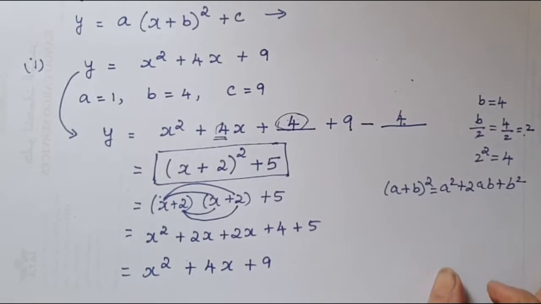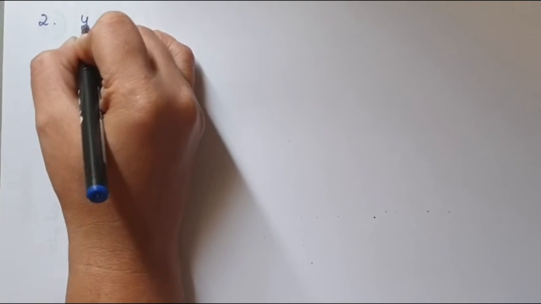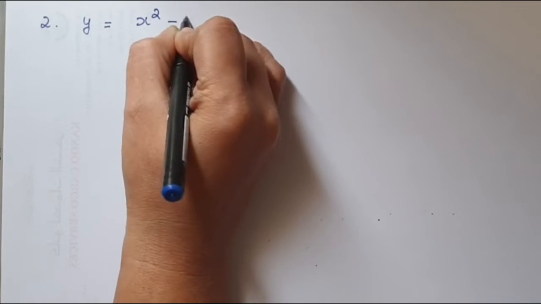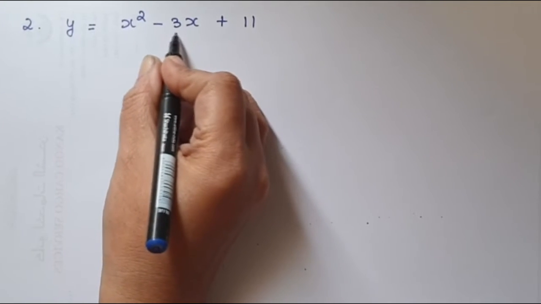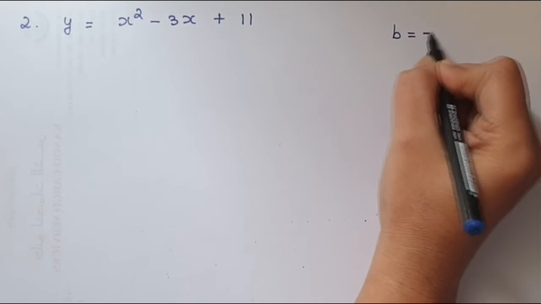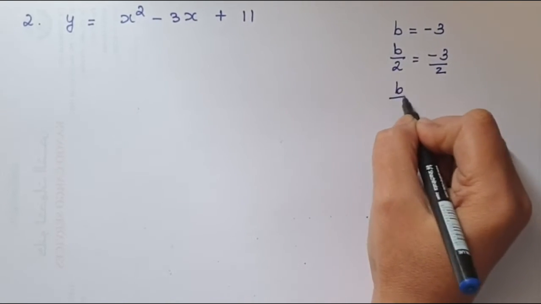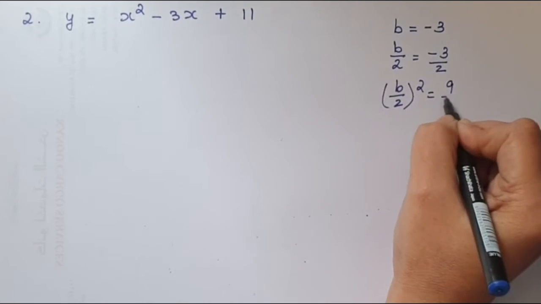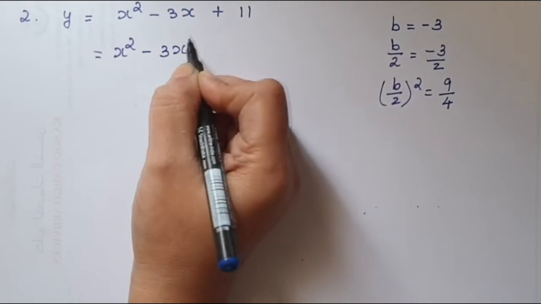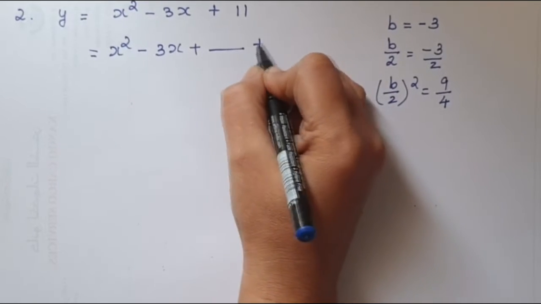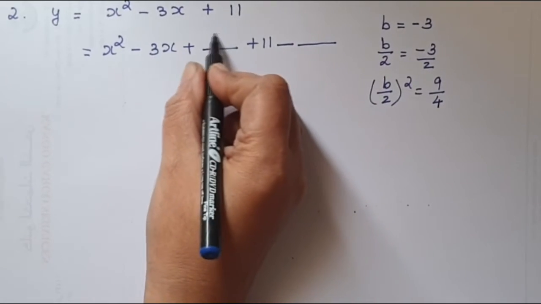Now let us see a few more examples. In the second question, y equals x squared minus 3x plus 11. As I told you, you take the value for b alone. b will be equal to negative 3. So what will be our b over 2? Negative 3 over 2. What is b over 2 the whole squared? 9 over 4. So now, as usual, I first write the first two terms, then plus a gap, plus 11 minus a gap.